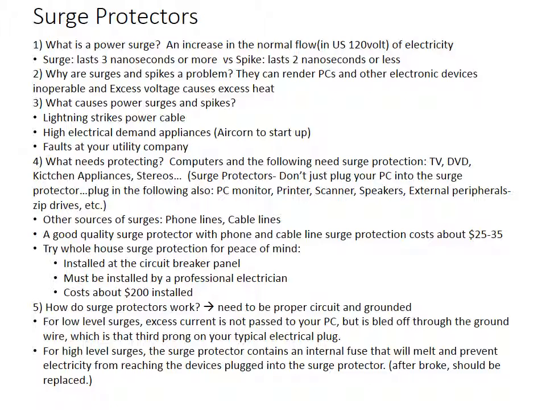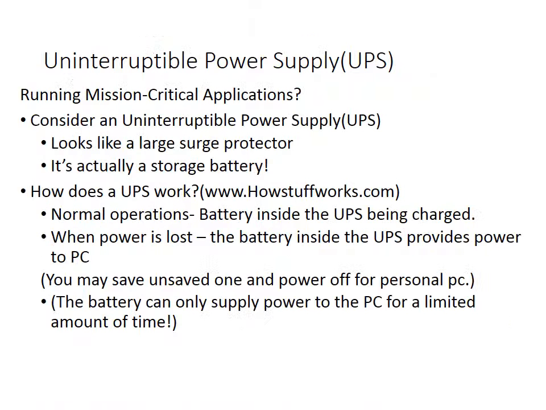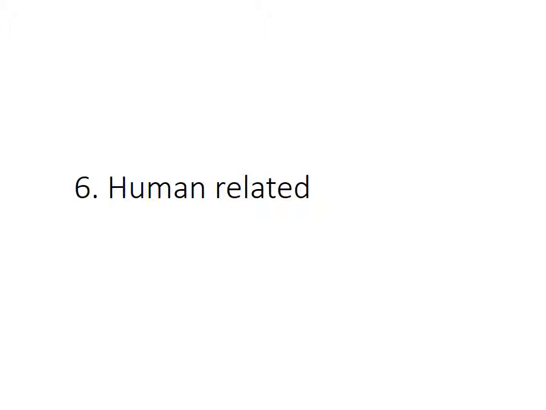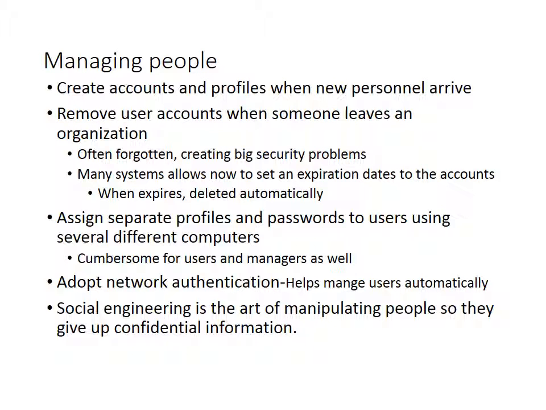You have to use surge protection on power line, phone line, and cable lines. Uninterruptible power supply, UPS, is a battery storage. When power is lost, the battery inside the UPS provides power to PC. There are many human-related security issues. For security, you should manage policy and people. If an employee leaves, you should delete the account.